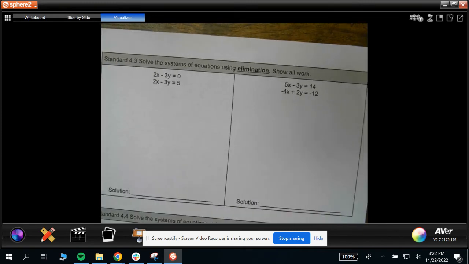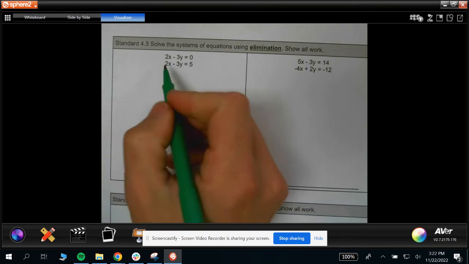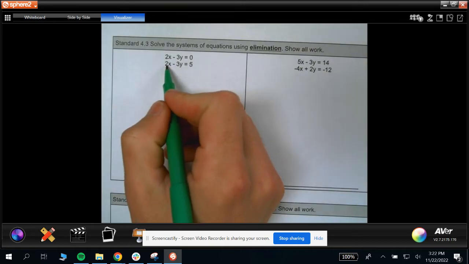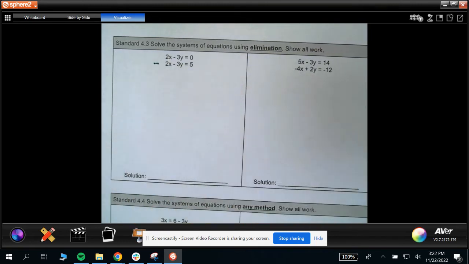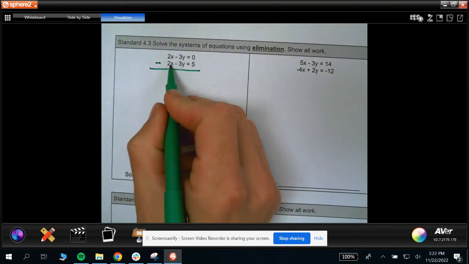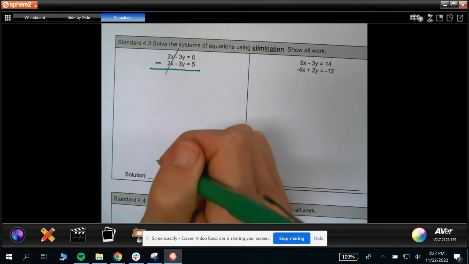Elimination. All right, elimination. We are looking to either add or subtract to eliminate a variable. So here, I see I've got 2x and 2x. What can I do? Add or subtract to make them go away? Well, if I add them, I get 4x, so I know I can subtract them. So I'm going to subtract the two equations from each other. 2x minus 2x is 0. It cancels out.